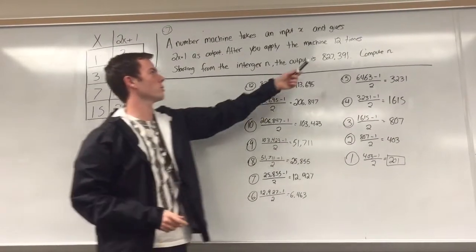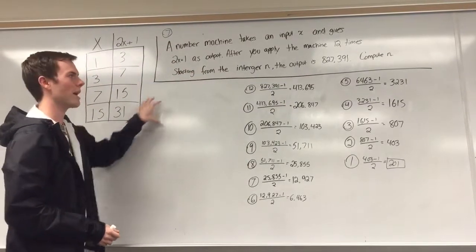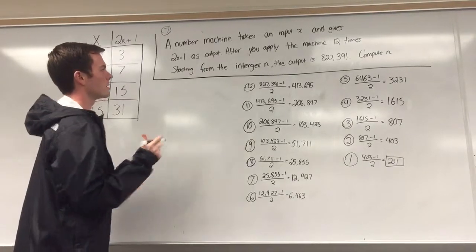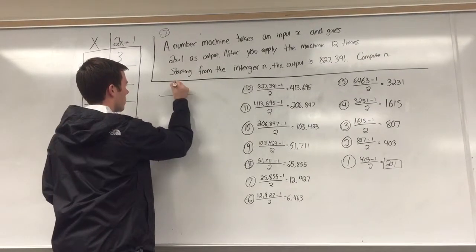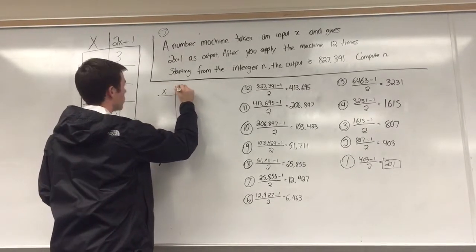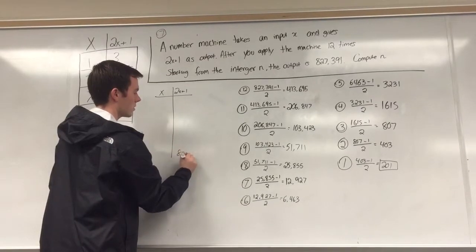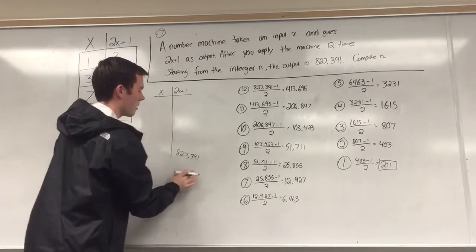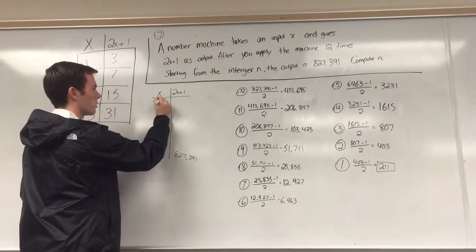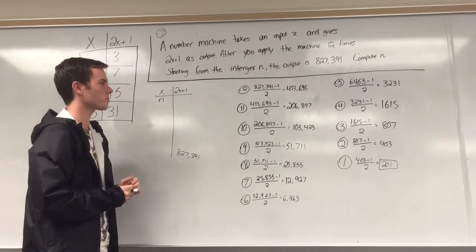So starting with 827,391 as the bottom number, we want to find what n is. This is a problem where we're going to have to work backwards. If you draw out the chart for this, you'll have x and 2x plus 1, with that number, 827,391, being in this position because that's the ending number. And we want to find what this number here is, because it's not necessarily going to be 1, so we have to find out what we're starting with.